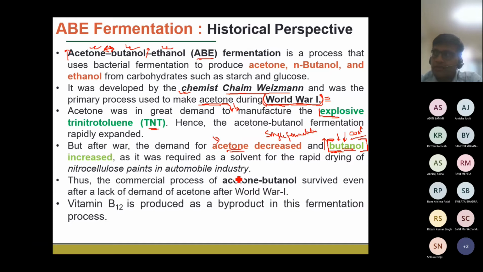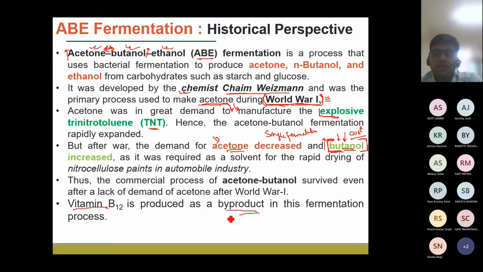Okay, and along with the production of the acetone and butanol, vitamin B12 was actually produced as a byproduct. We know that there are several vitamins: vitamin B12, vitamin C, vitamin D. All those vitamins can be produced by the fermentation techniques, and most of the vitamins that you use in your daily life, in medicines and so on, are produced by the fermentation route and the fermentation technology.